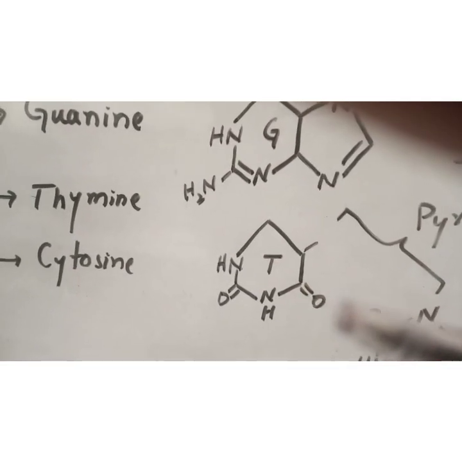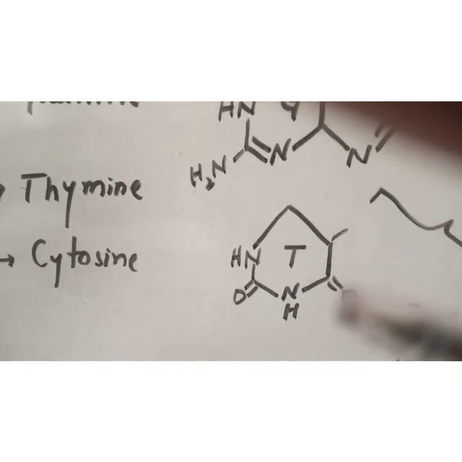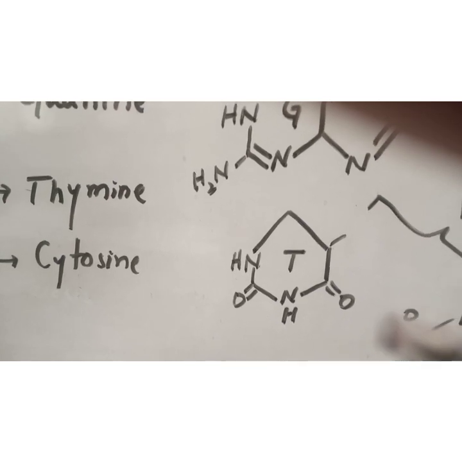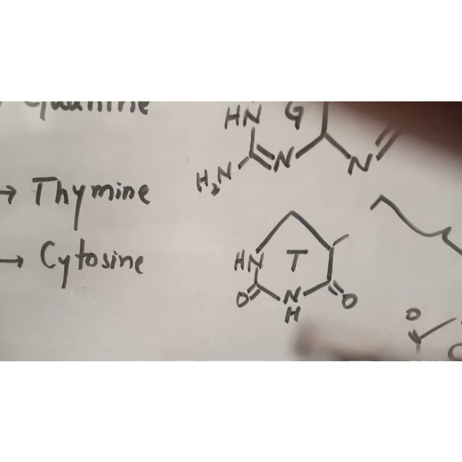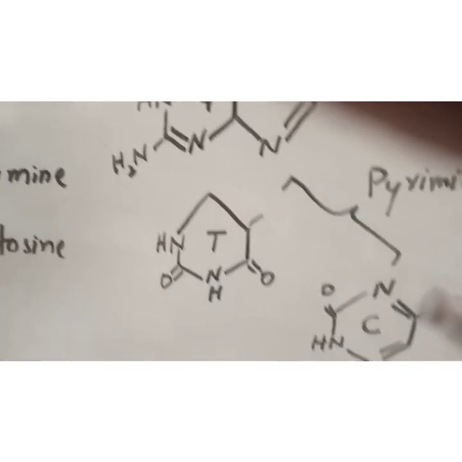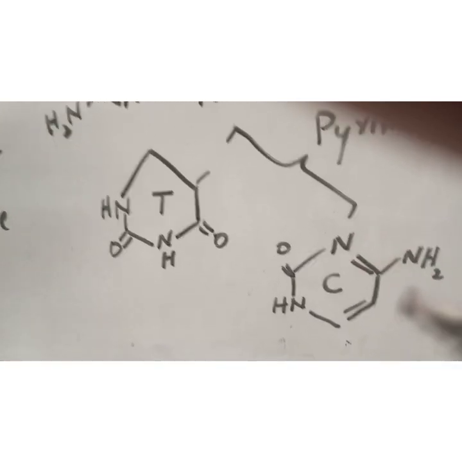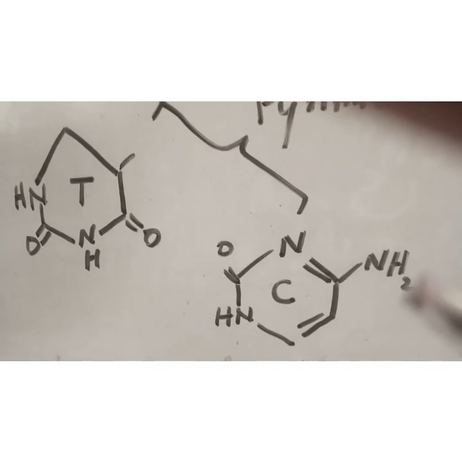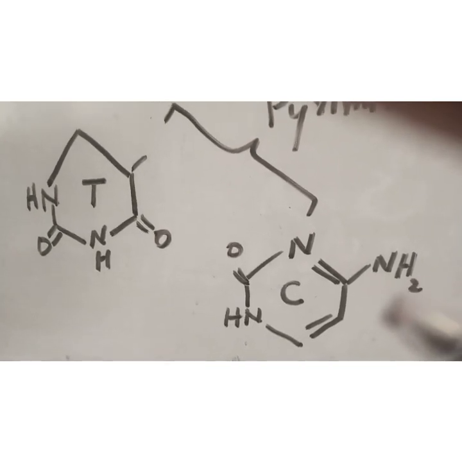Structure of thymine is that it is a single ring structure of carbon nitrogen. Here 2 oxy groups are present as bulky groups, and that is the structure of cytosine, where an oxy group and amino group are present.